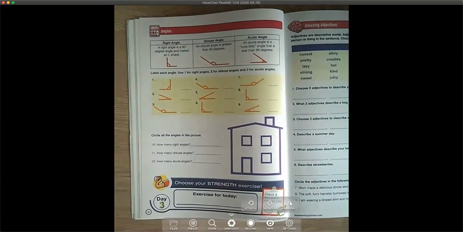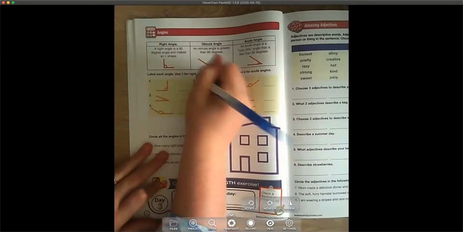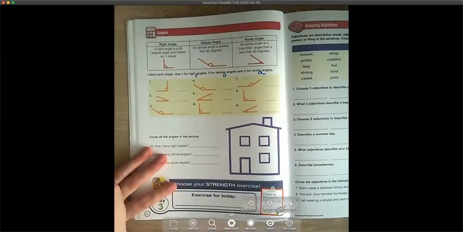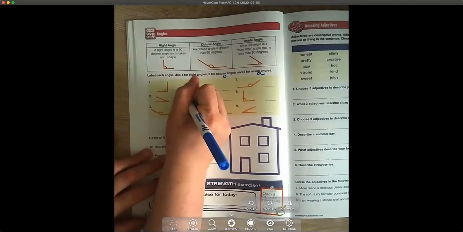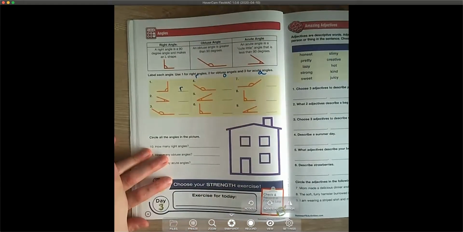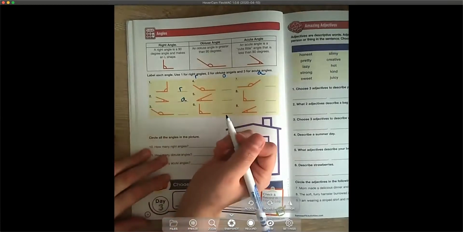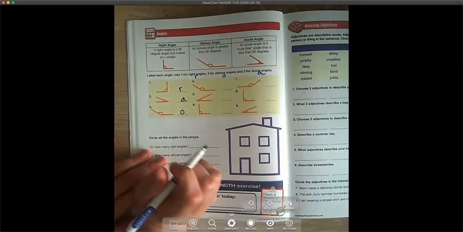And what I would do, instead of using 1, 2, or 3, I would have them do an R for right, an O for obtuse, and an A for acute. So like for number 1, this is obviously right, so I would put an R. Number 2, this looks like it's acute, so we would put an A. Number 3 looks like it's obtuse, so we would put an O.